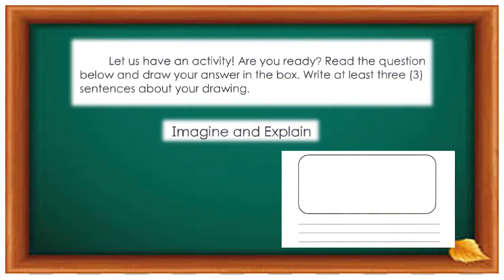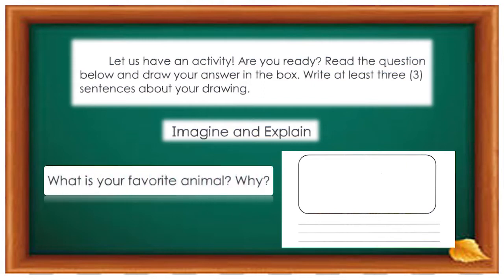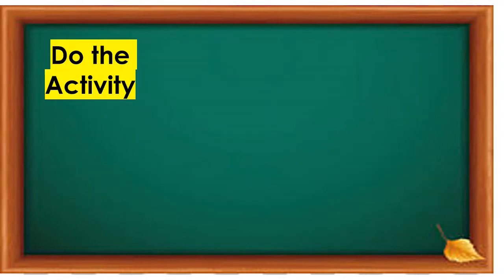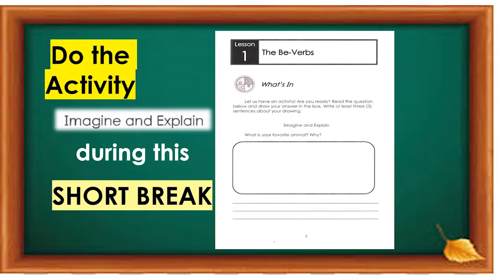Let us read together the question, okay? Read with me in 3, 2, 1. What is your favorite animal? And why? Do you consider that animal as your favorite? Write 3 sentences about your drawing. Write them on the space below the box. Do this activity during this commercial break. Take your time, kids!